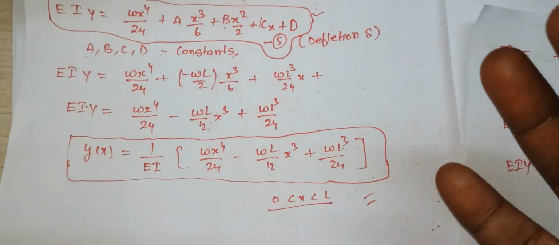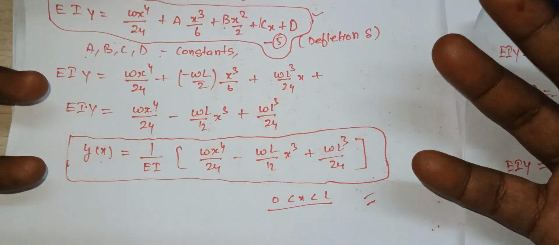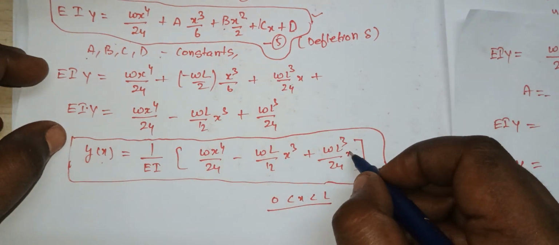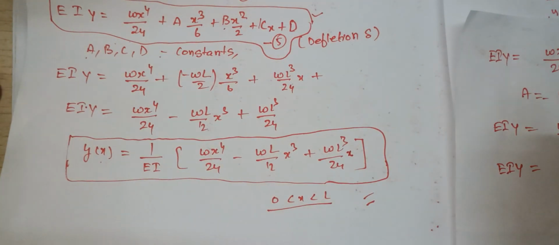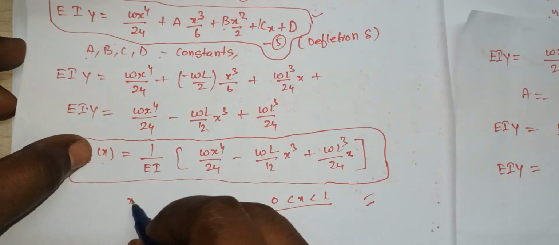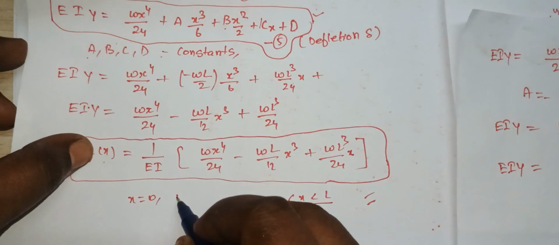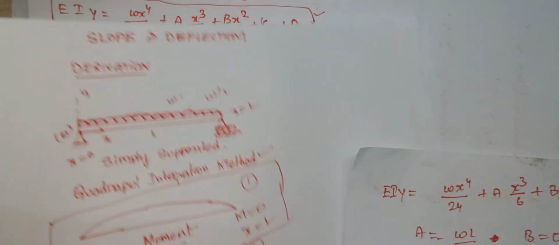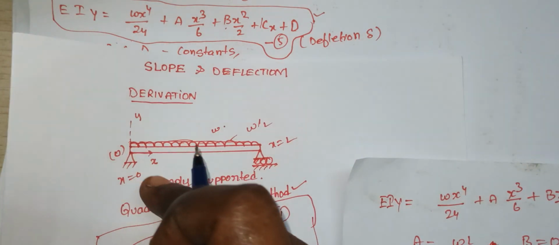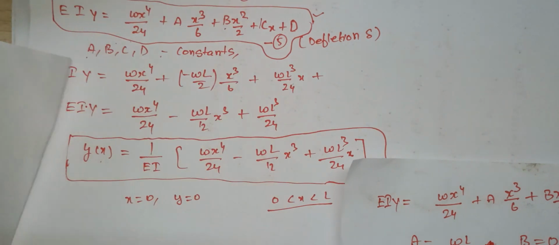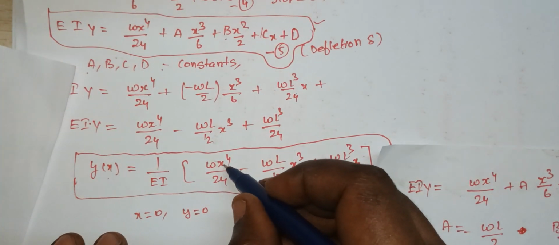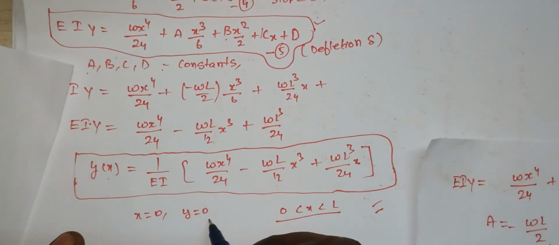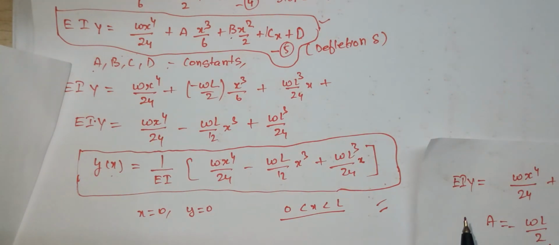If you have a doubt, you can check it also. At x is equal to 0, you have to get y is equal to 0, right? At x is equal to 0, y should be 0. Just put it in this equation, this will become 0, so finally you will get delta is also 0, so this condition is satisfied.